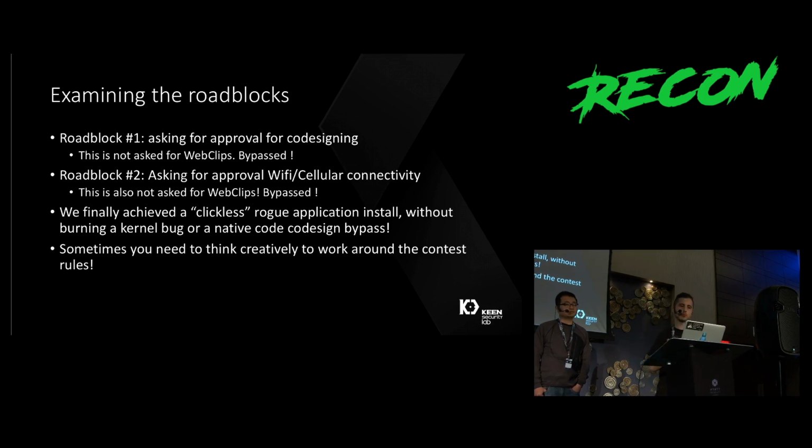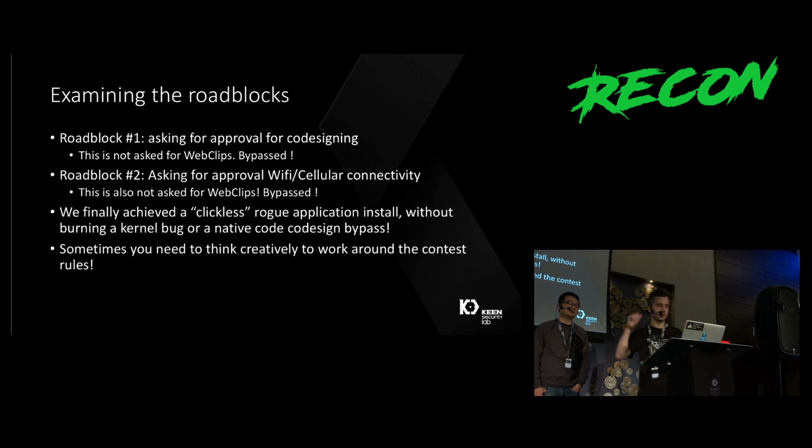So let's review our roadblocks and see what we bypassed. Like I said, the first roadblock was code sign that you needed to approve. This is not required for web clips because they have data only, so we bypassed it. The second one is Wi-Fi and the connectivity. This one is also bypassed because it's a web application, so they need a network by default.